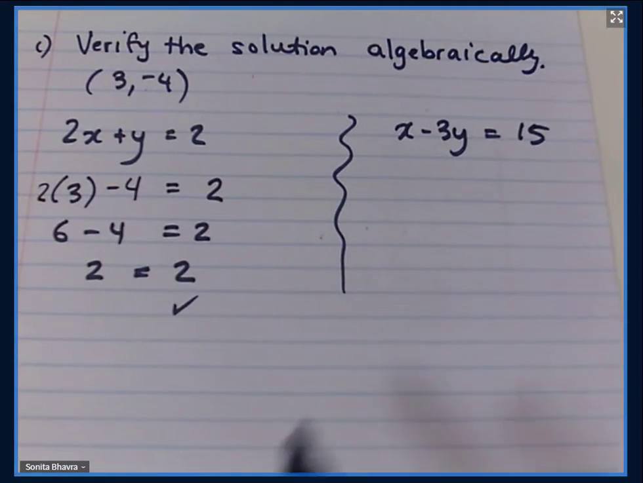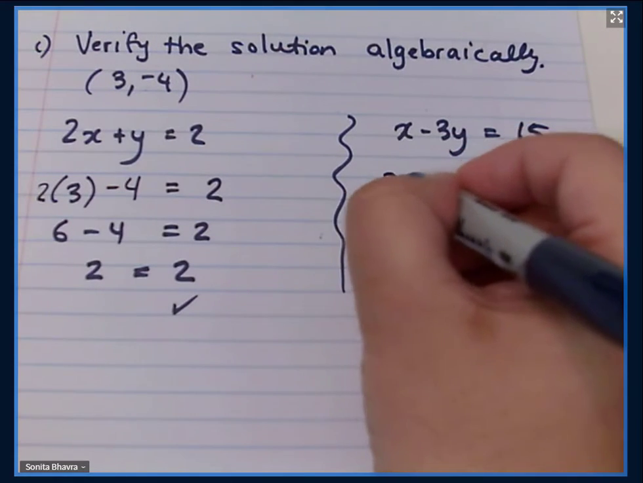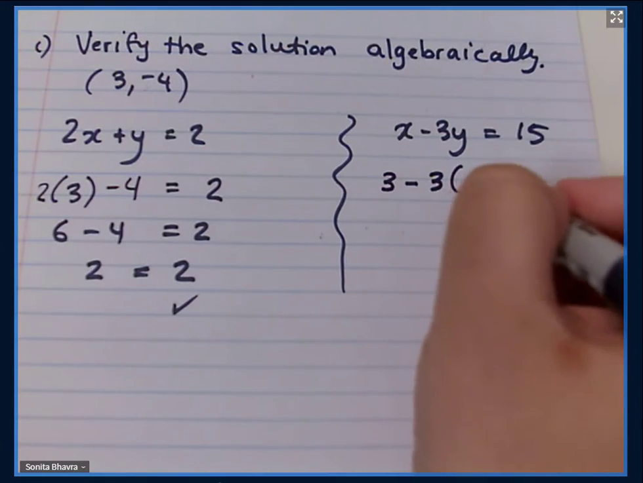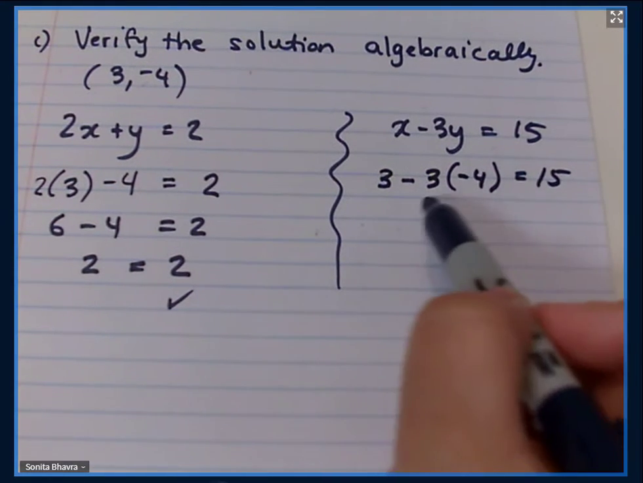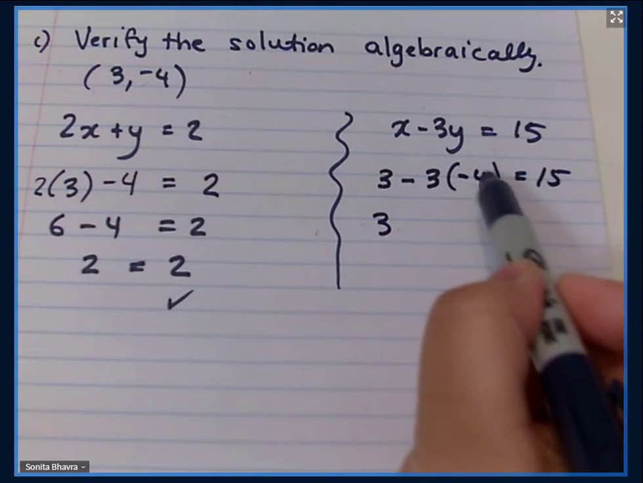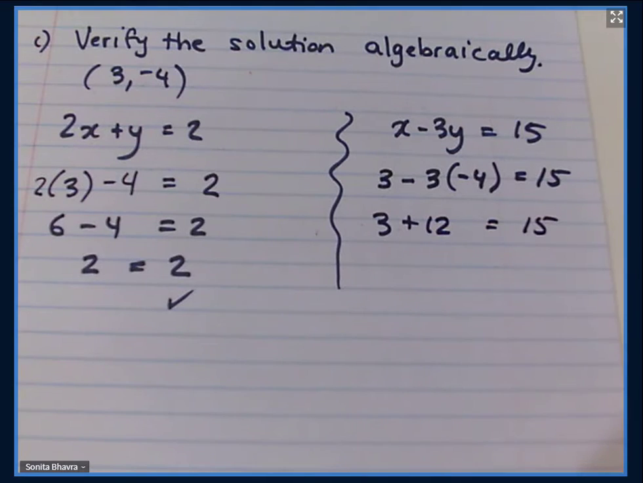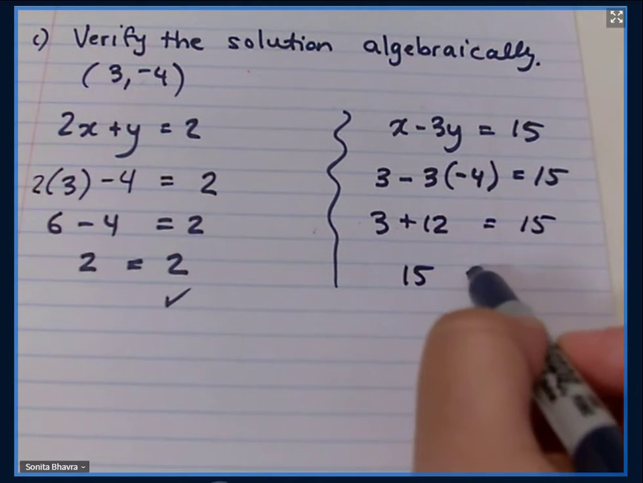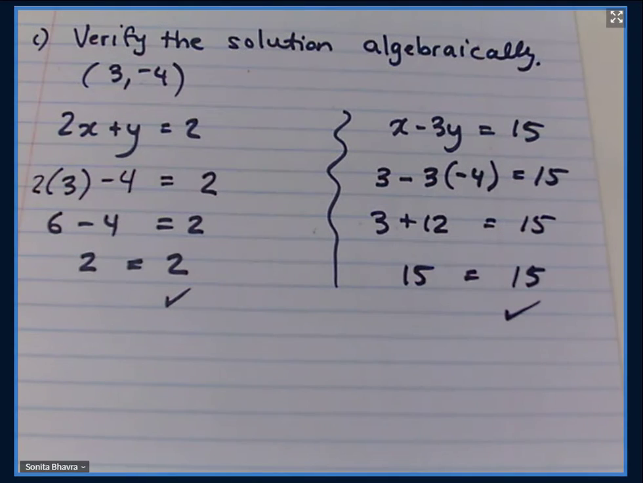Next, we have here x minus 3y equals 15, so same thing. Substitute 3 for x and -4 for y, and it has to equal 15. So 3, and then -3 times -4, that's plus 12, has to equal 15, and we get 15 on our left side, which is equal to 15 on our right side. So our solution, 3, -4, works for both lines, and we've just shown that algebraically.